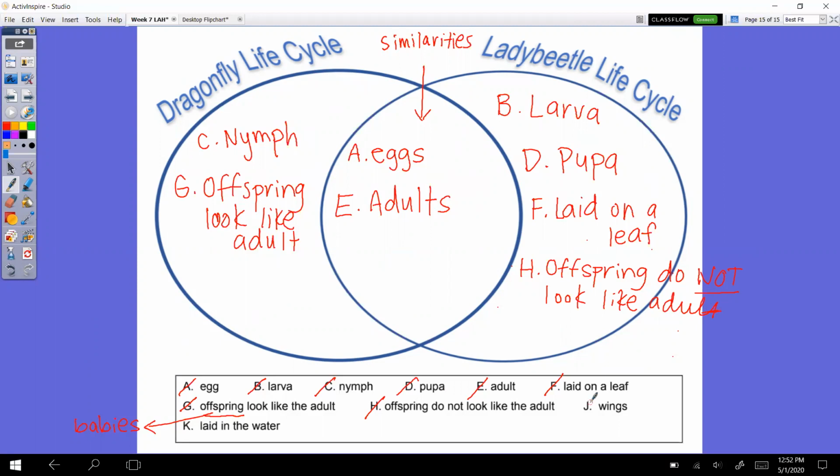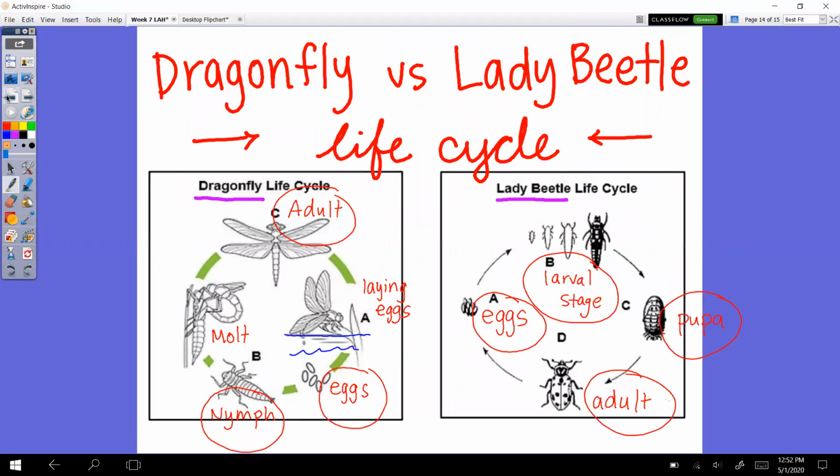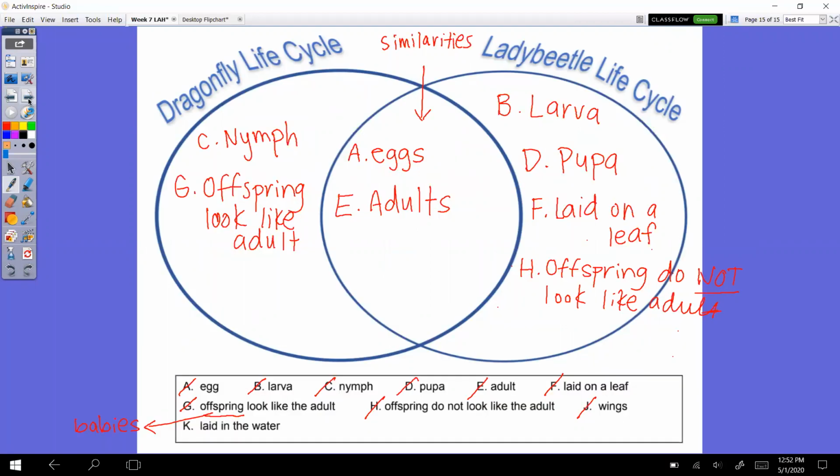Okay, let's look at J, wing. If we look back, we can see that both of them do have wings. This one's wings are hidden underneath her exoskeleton, okay? And this one clearly has wings. So we would say that they both have that in common. They both have wings. So I'm going to put J in the middle.